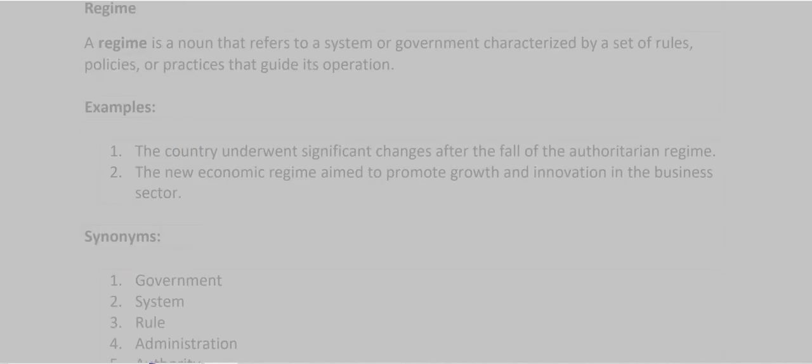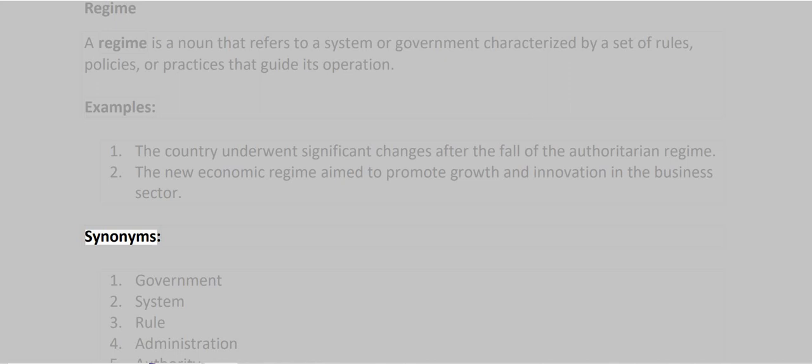Regime. A regime is a noun that refers to a system or government characterized by a set of rules, policies, or practices that guide its operation. Examples: 1. The country underwent significant changes after the fall of the authoritarian regime. 2. The new economic regime aimed to promote growth and innovation in the business sector.